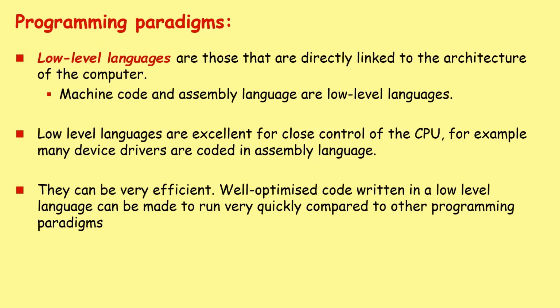Low-level languages are those directly linked to the architecture of the computer. Machine code and assembly language are low-level languages. Low-level languages are excellent for close control of the CPU. For example, many device drivers are coded in assembly language. They can be very efficient. Well-optimized code written in a low-level language can be made to run very quickly compared to other programming languages.